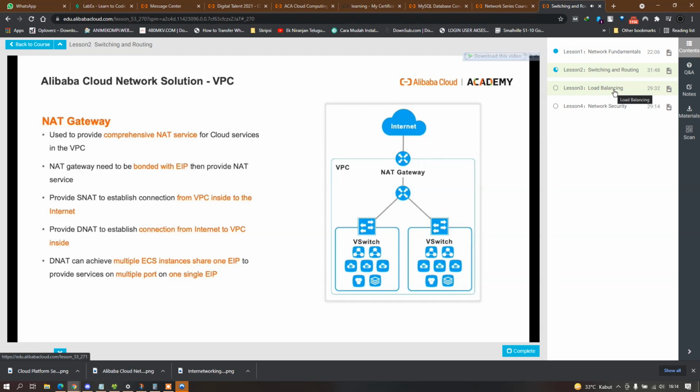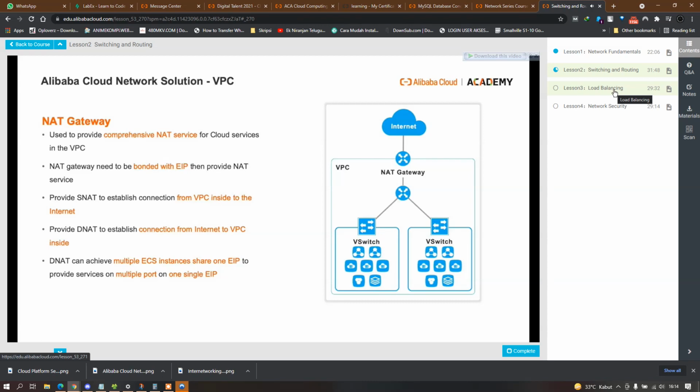A NAT gateway needs to be bound with an EIP when providing NAT service, which means the NAT gateway works together with the EIP. And I just mentioned that the NAT gateway is more powerful. What is the more powerful point? The NAT gateway can provide SNAT to establish connections from inside the VPC to the internet, and at the same time it can also provide DNAT to establish connections from the internet to inside the VPC.